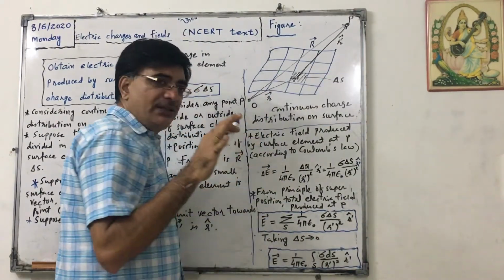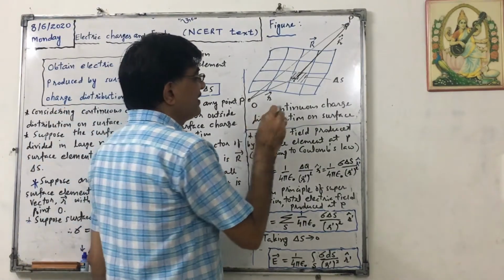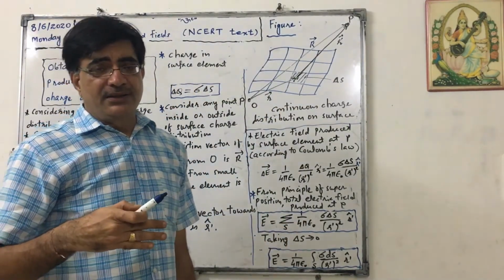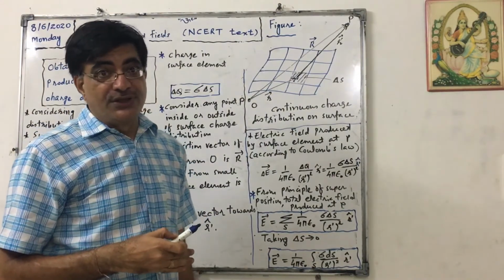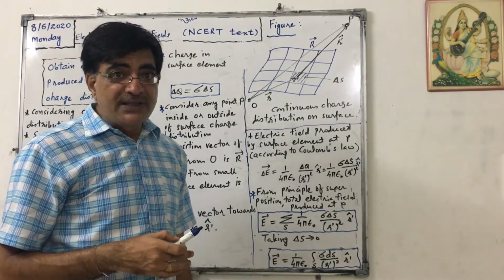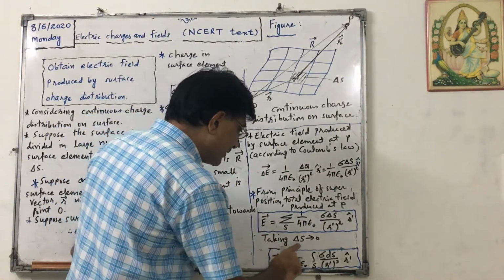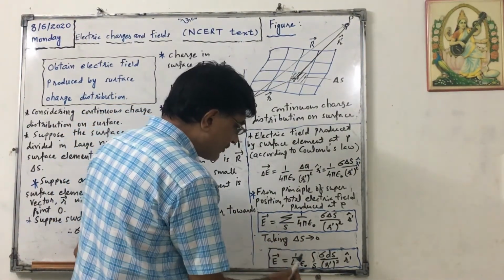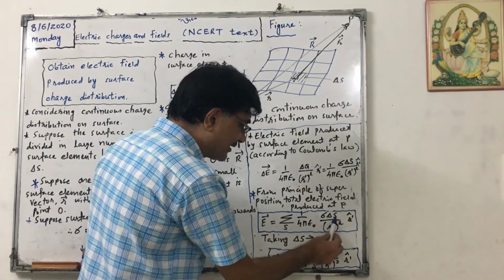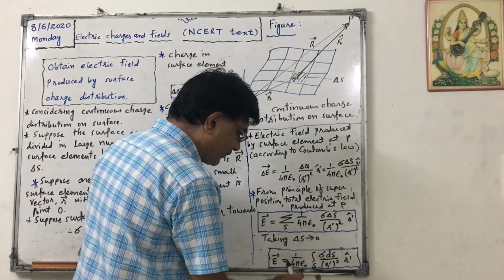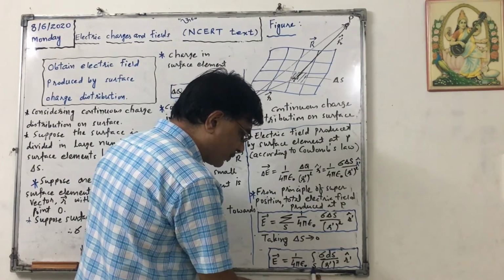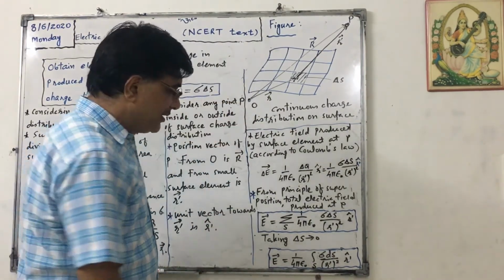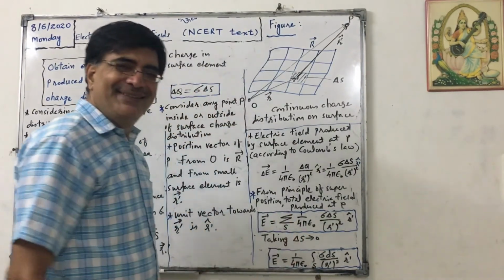But I have told you that it may be possible that inside these elements also there may be non-uniform charge distribution. So in order to have more precision, delta S should be taken as tending to 0. In that case, this summation will be converted into integration and delta S will be ds. So E equals 1 upon 4 pi epsilon naught integration over the total surface sigma ds upon r dash square into r dash cap. This is called a surface integration.